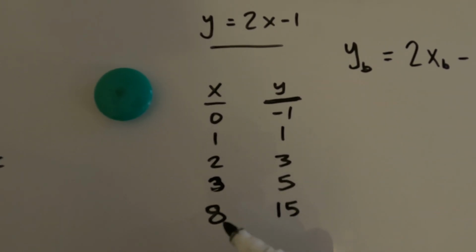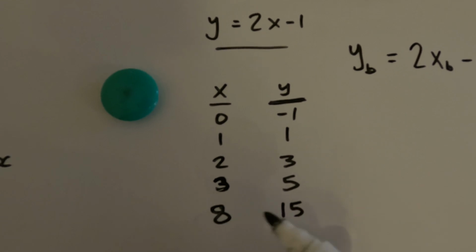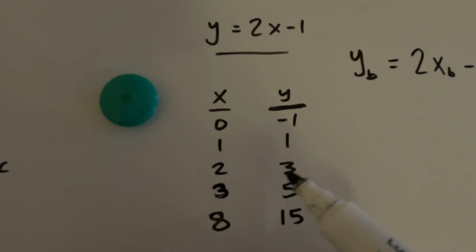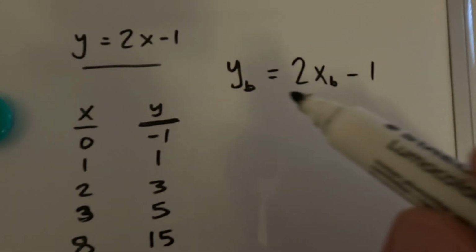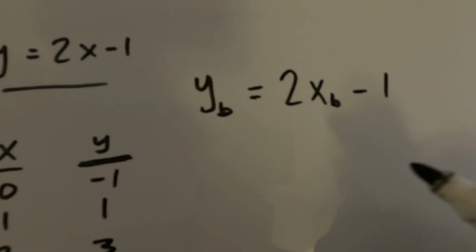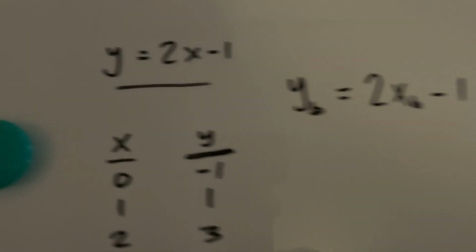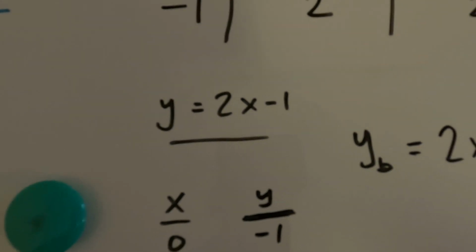To get 15, we need to have an input of 8. So this is xb and this is yb. This is xa, this is ya, xc, yc, etc. Okay? So you have to be very careful when you write out the general formula. So that's the general formula. So yb equals 2xb minus 1. That's the equation of the straight line.